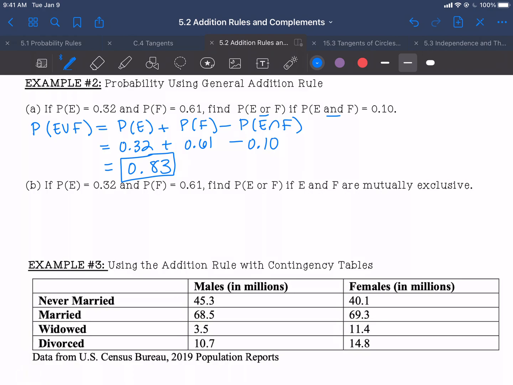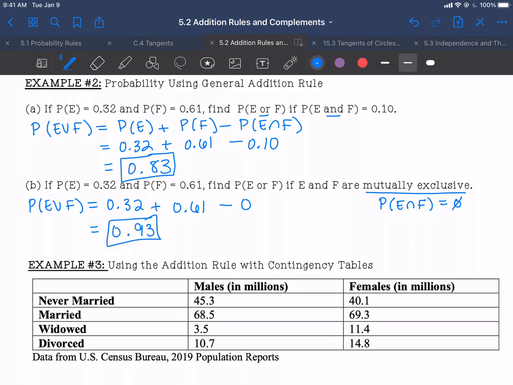So now, kind of the same situation, but we're asked to find the probability of E or F if E and F are mutually exclusive. So that just means that the probability of E intersect F is equal to the empty set. So the probability of both of them happening at the same time is 0. So you can still use that general addition rule whether you have mutually exclusive events or not. And here's why. When we find the union, we would take 0.32 plus 0.61 and subtract the overlap, but the overlap is 0. So that would just be equal to 0.93.